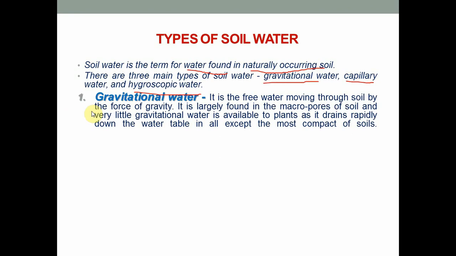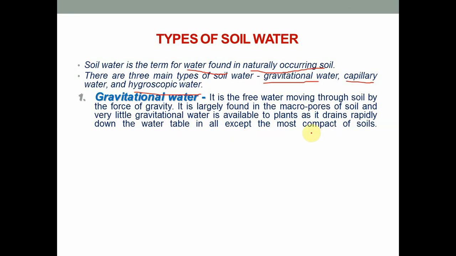First we'll see what is meant by gravitational water. It is the free water moving through soil by the force of gravity. When the water percolates into the soil, it moves downward due to the action of gravity. It is largely found in the macropores of soil, and very little gravitational water is available to plants. Why? Because it drains rapidly down the water table in all except the most compact of soil.